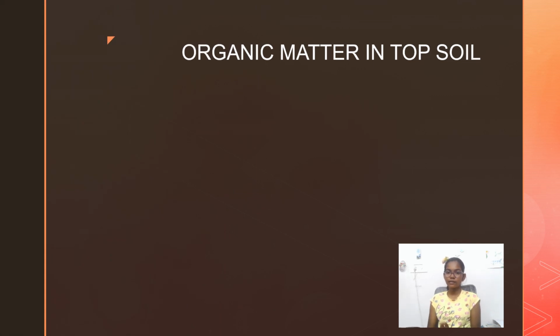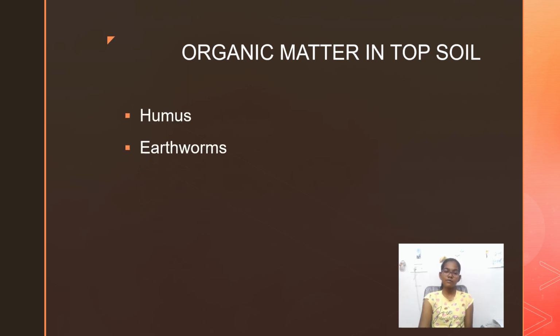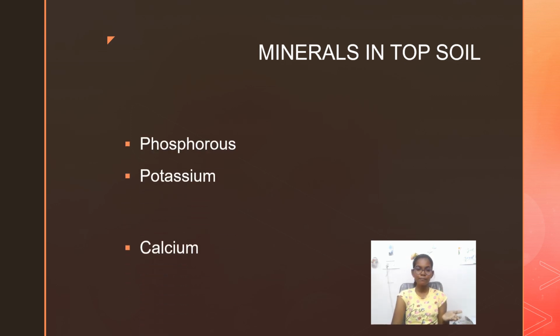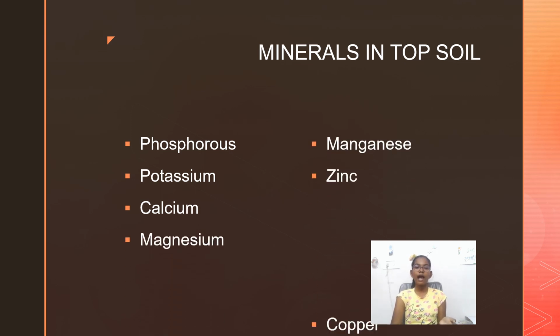Now let us take a look at the organic matter in topsoil. It contains humus, which is produced by earthworms and other microbes such as bacteria and fungi. Next, let us look at the minerals in topsoil. The topsoil contains minerals such as phosphorus, potassium, calcium, magnesium, manganese, zinc, and copper.